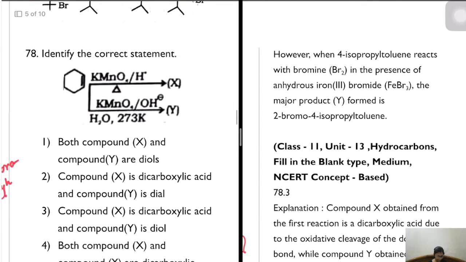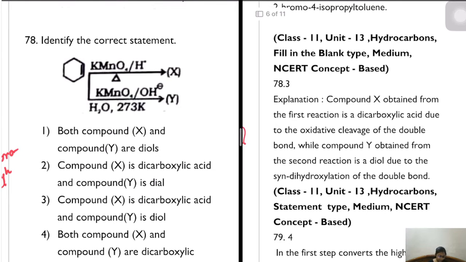So let's see the next question. Cyclohexene is given to us. And what are the reagents? KMnO4 and H positive. Here we have KMnO4 and OH negative. Here we'll have dicarboxylic acid. It will oxidize it and we'll have, okay. But here what happens? We'll have a diol. Why? Because it is syn dihydroxylation. We have OH here.